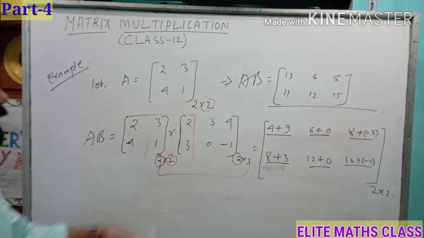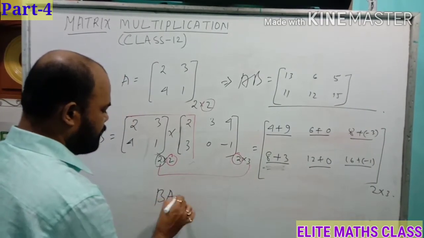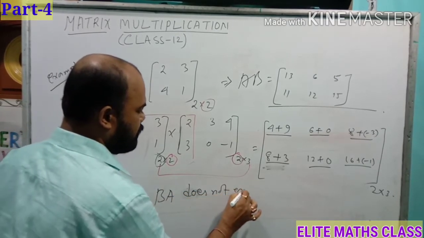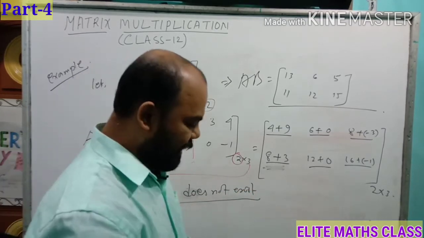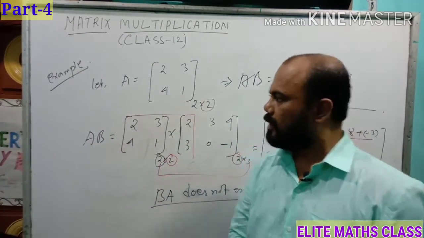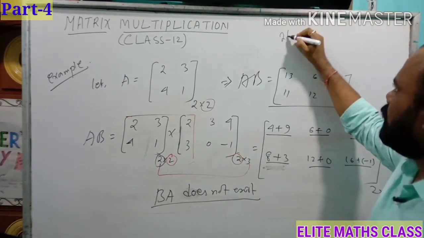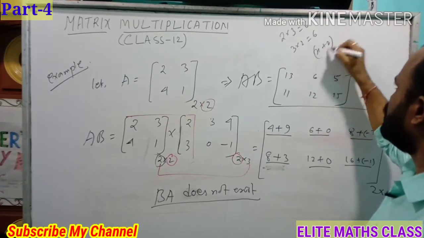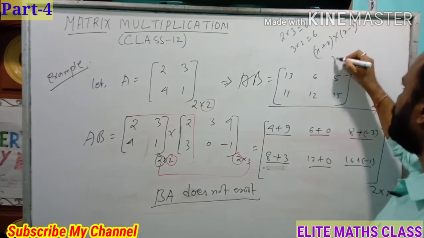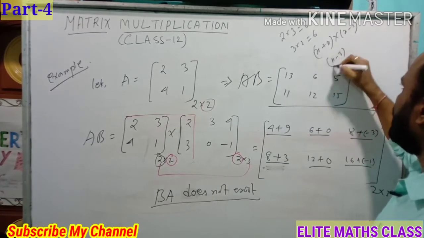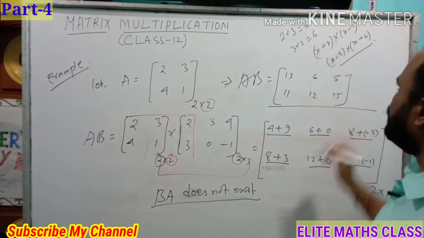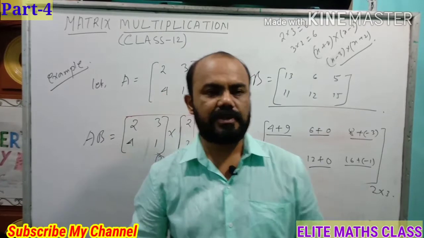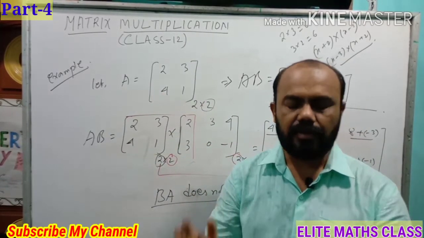So in this example, we can't find BA. BA does not exist. This happens in matrix multiplication only. In simple arithmetic, 2 into 3 equal to 6, 3 into 2 equal to 6, or you can find (x plus 2) into (x minus 3), you also can find (x minus 3) into (x plus 2). But in matrix multiplication, this property is not satisfied. This property is also called matrix commutative property.